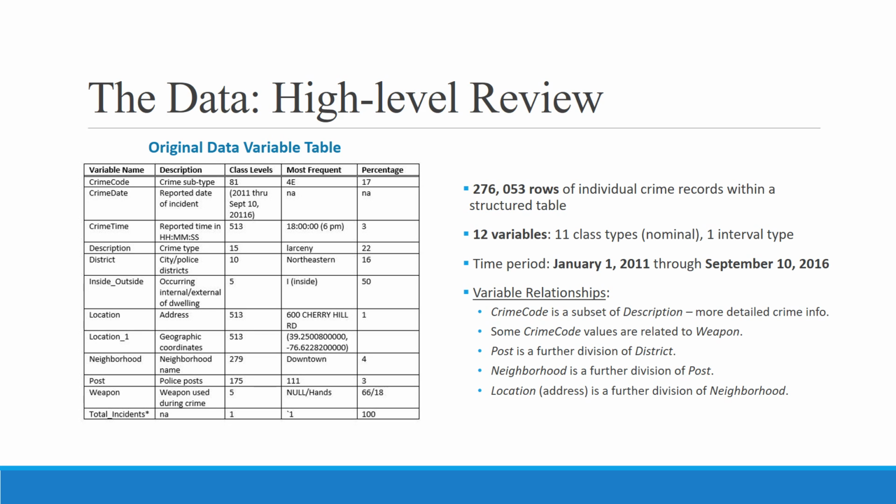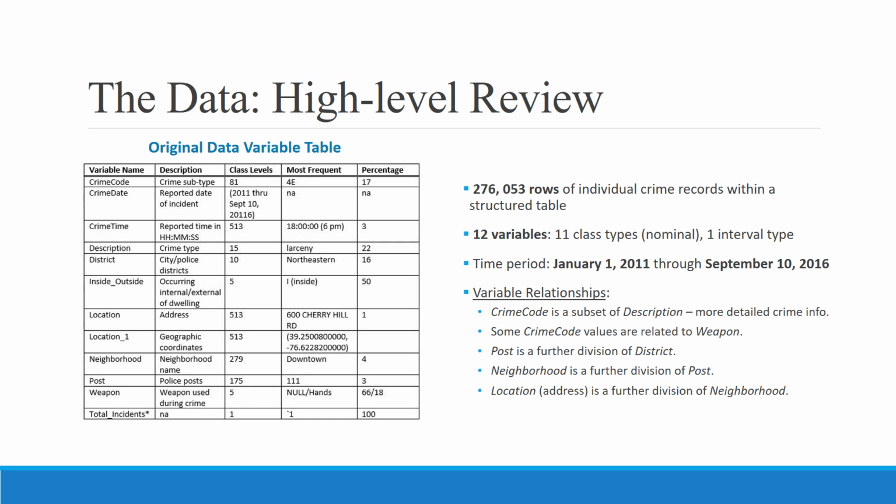There are several relationships between variables. For instance, the crime code is a subset of the crime description. The description value may specify a larceny, but the crime code will specify if it was a larceny with a weapon or done by hand. Some of the crime code values are related to the weapons column. The post is a further division of the 9 districts, and the neighborhood is a further division of the post, and the physical address location is a further division of each of the neighborhood names.